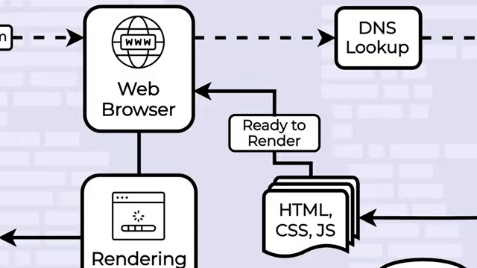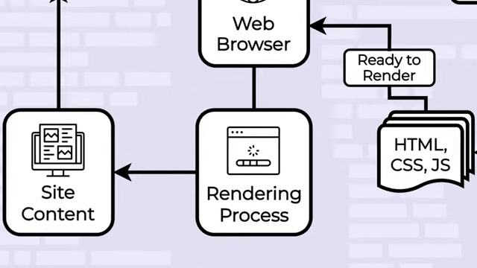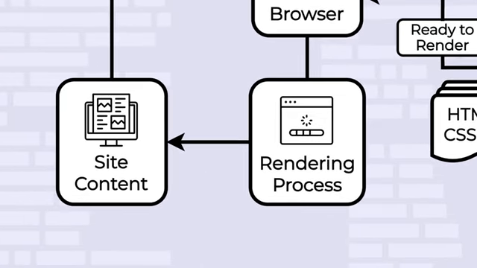Step 6. Rendering. The browser receives the response from the server and begins to render the web page. This involves parsing the HTML and rendering the layout, styling the page with CSS, executing JavaScript, and loading any images or other resources required to display the page.